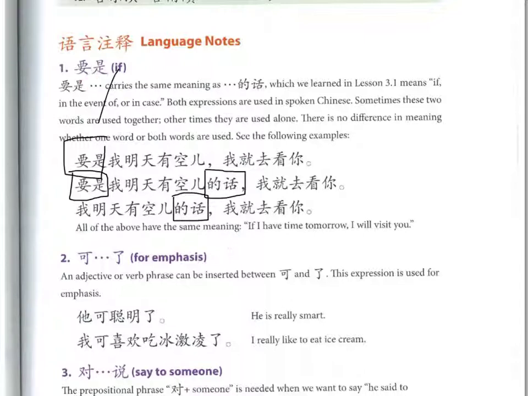So, you have 要是, the same meaning as 的话, and you can use 要是 independently, 的话 independently, or 要是 and 的话 together. You'll notice that 要是 is always put at the front of the sentence, and 的话 is always put at the back. So when using them independently, it's 要是我明天有空 or 我明天有空的话. 的话 is going to be at the end, 要是 at the beginning. If you're using them both, 要是 is up front, 的话 is at the end.